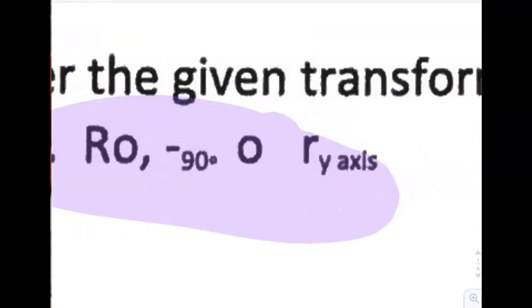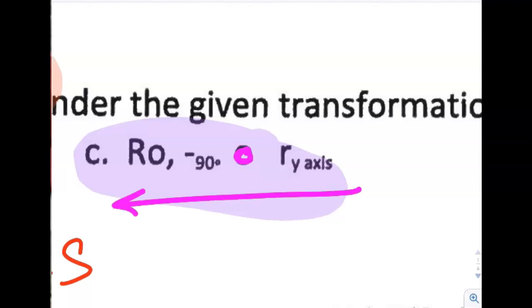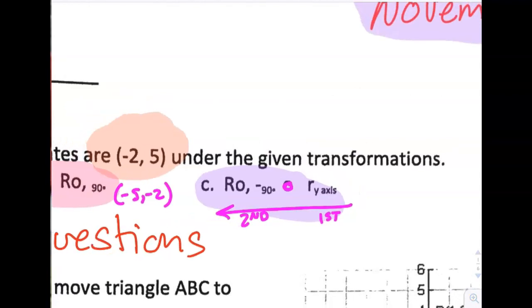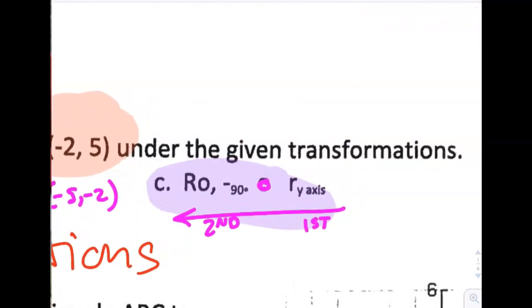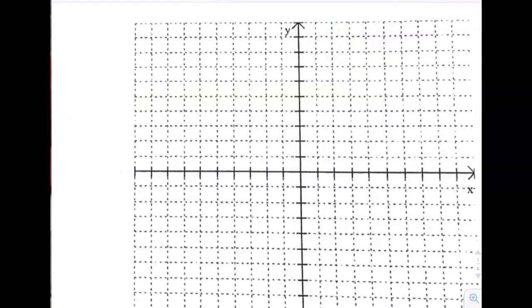Now on the third one, there's 2 steps, and there's still a little bit of confusion over which one to do first. When you have the little circle telling you that it's a 2-step problem, you work backwards. You do this one first and that one second. So I'm going to take the point -2, 5 and first reflect it over the y-axis. I'm going to reflect it over the y-axis, and that becomes 2, 5.